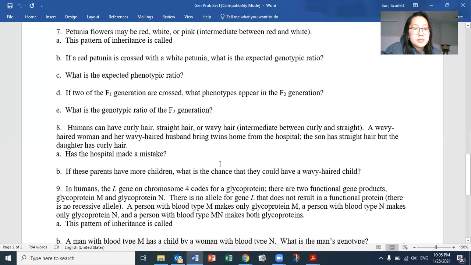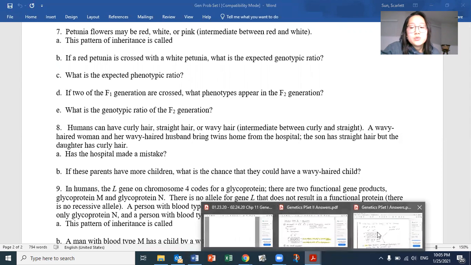For number 8, humans have curly hair, straight hair, or wavy hair, right? That's an intermediate, again, hint, intermediate between curly and straight. A wavy-haired woman and her wavy-haired husband bring twins home from the hospital. The son has straight hair, but the daughter has curly hair. A, has the hospital made a mistake? Oh no, we're gonna find out, okay?